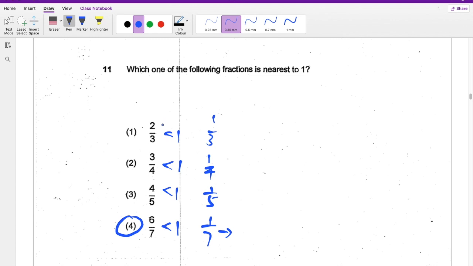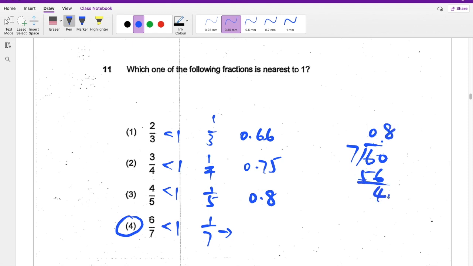Or you can compute the decimal numbers for these fractions. 2/3, right, we can remember is 0.66, right? 3/4 is 0.75. 4/5 is 0.8, right? 6/7 we can calculate, 40, right? So it's 0.85. We see that for these 4 decimal numbers, this one is closer to 1.